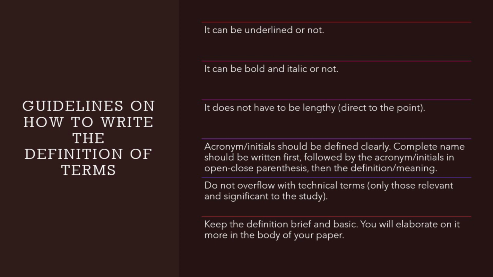Next, it does not have to be lengthy, direct to the point. Acronym or initial should be defined clearly. Complete name should be written first, followed by the acronym or initial in open-close parentheses, then the definition or meaning. Do not overflow with technical terms, only those relevant and significant to the study. Keep the definition brief and basic. You will elaborate on it more in the body of your paper. And remember, minimum of 7 terms and maximum of 15 terms.